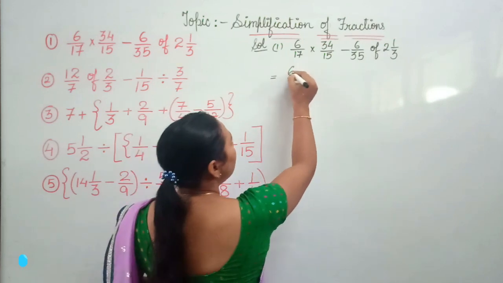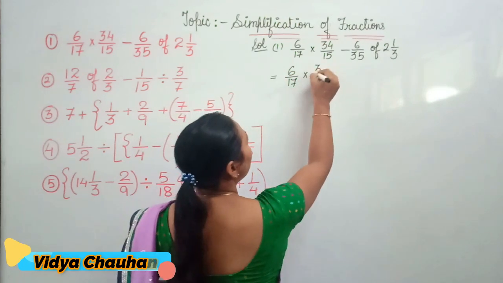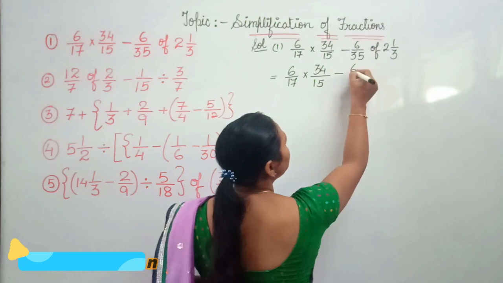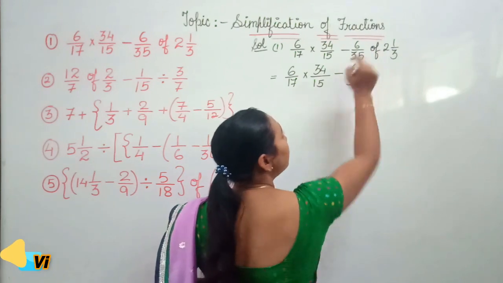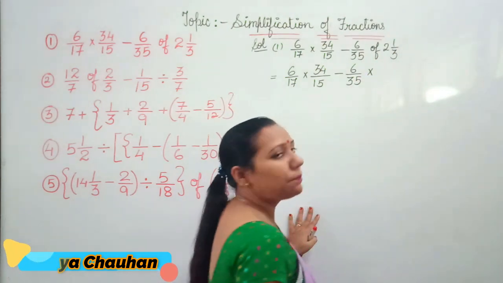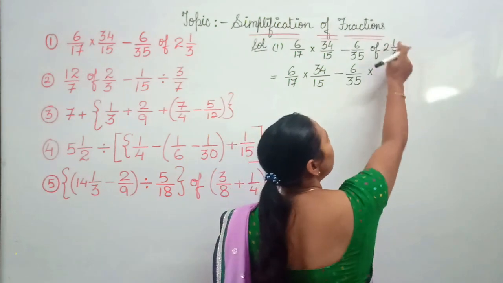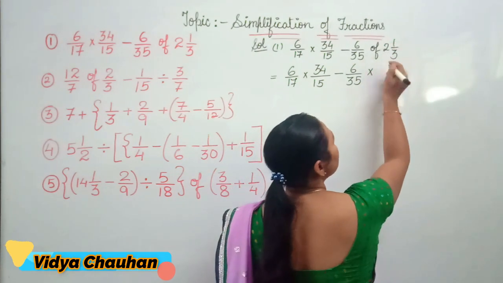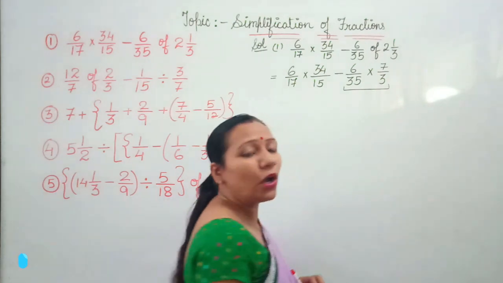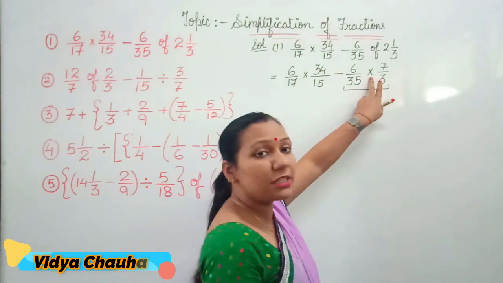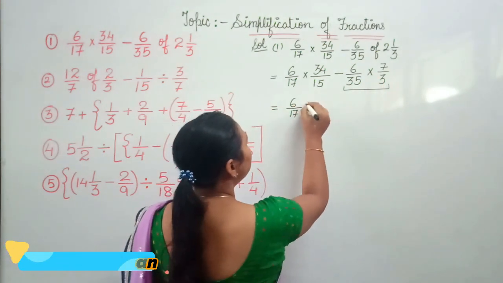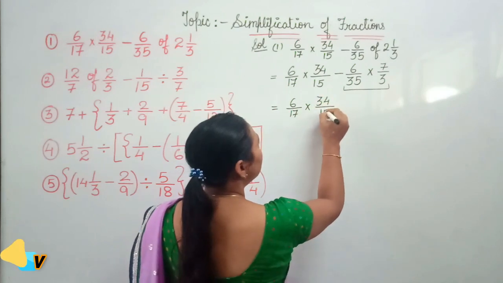In the first step, the rest of the values will be copied as they are. So 6 upon 17 multiplied by 34 upon 15 minus 6 upon 35. Instead of this 'of', the word 'of' will be replaced by the sign of multiplication. And then convert this mixed fraction to improper. So 2 3s are 6 plus 1, 7 upon 3. Okay. So very first we have to solve this 'of' operation, in which 'of' is replaced by the sign of multiplication. Next step, 6 upon 17 multiplied by 34 upon 15 minus.